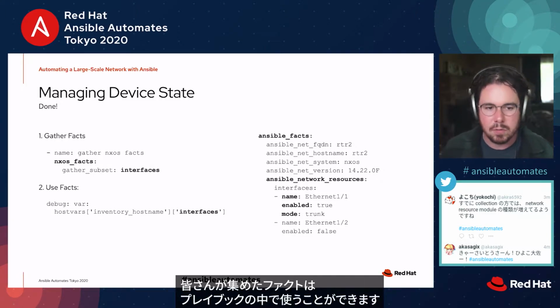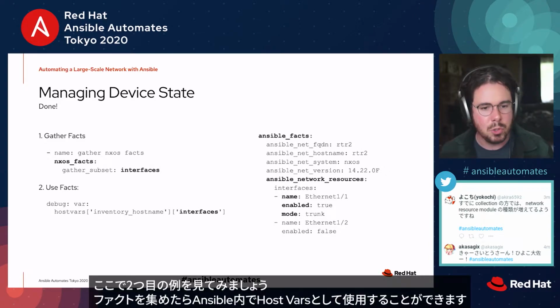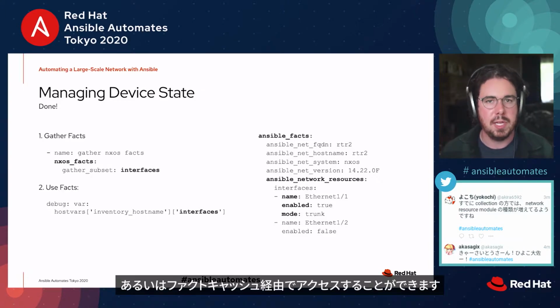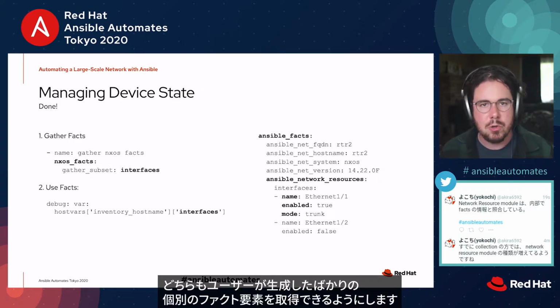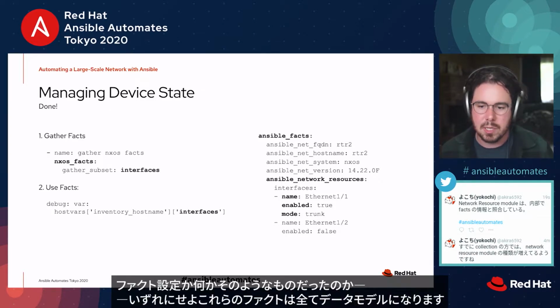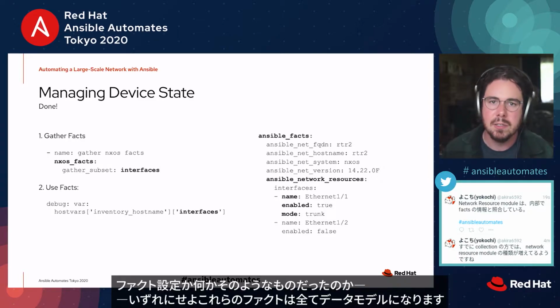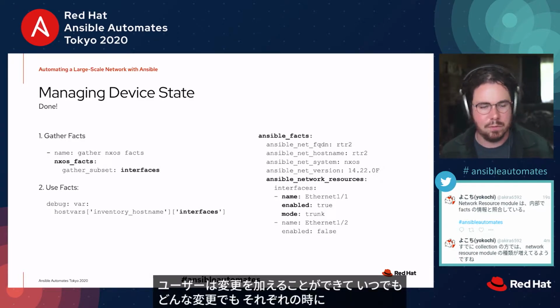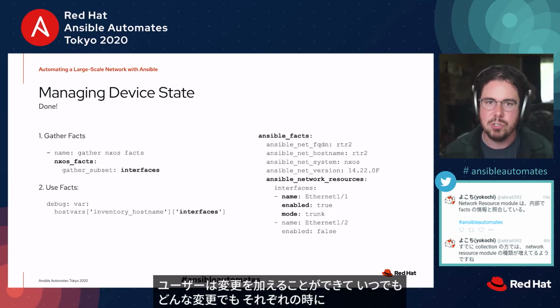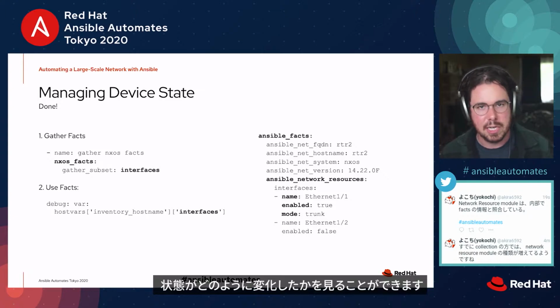And then after you gather your facts, you can then use those facts in your playbooks. Taking a look at the second example here, once you have facts gathered, they'll be available within Ansible as host vars or accessible through the fact cache. Both of those will allow you to take essentially that individual fact item that you just created, whether a network resource module generated it, or whether it was a set fact, something like that. Either way, all of these facts go into the data model, the fact model that we have over to the right. So you can make your changes, and you can see, change to change, how that state has been changed each of those different times.